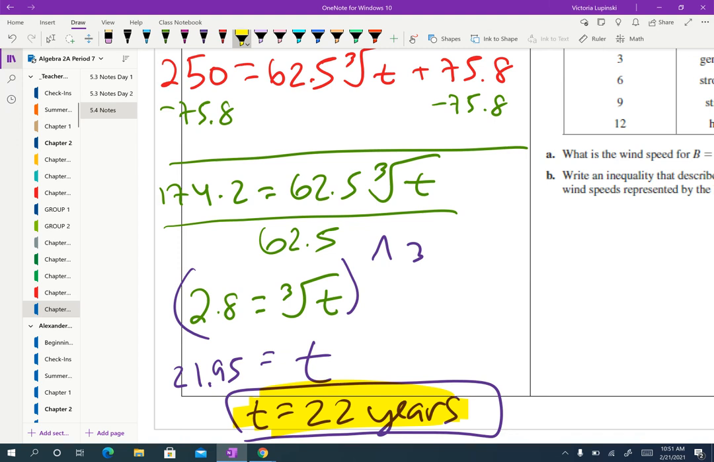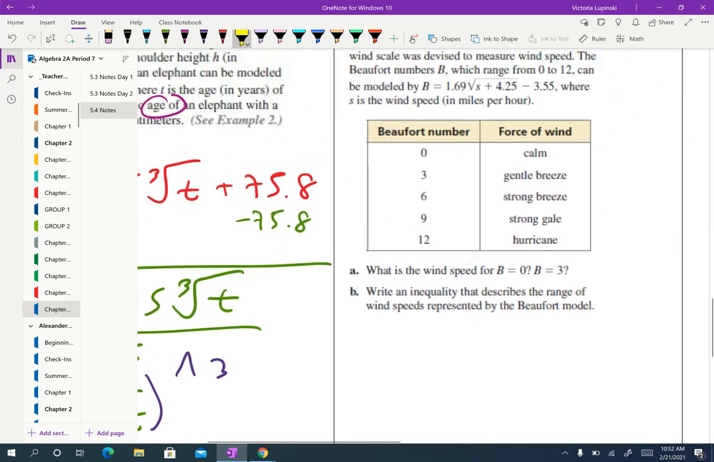Keep in mind, you could also work the other way: if I told you the age of an elephant, you could approximate its height or shoulder height. And then our final problem here.